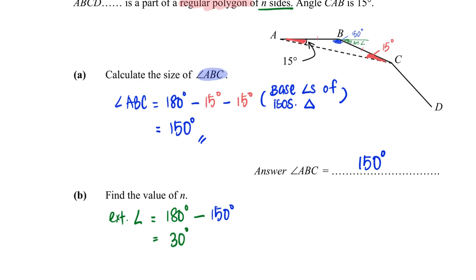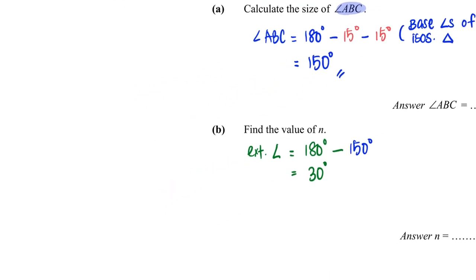And since I know the sum of the exterior angles is 360 degrees, this is important, so I'm going to write it at the side here. Do take note that the sum of exterior angles of all polygons add up to 360 degrees. And because I know that all the exterior angles are the same, that means 30, 30, 30, 30, 30, 30, 30. How many 30 degrees are there?